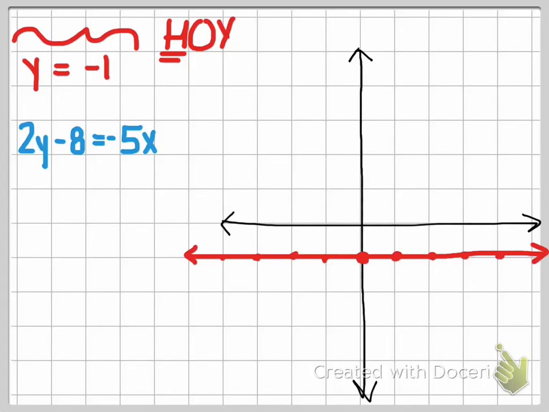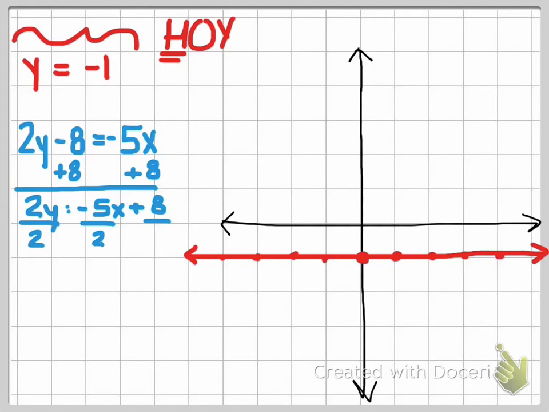Now, the blue equation, we have some work to do because it's not in slope-intercept form. So I have to change this into slope-intercept form by getting the y value by itself. First step we want to take to get the y value alone is to add 8 to both sides. So that leaves me with 2y equals -5x plus 8. And then to continue to get that y by itself, I want to divide each piece by 2. So I get y equals negative 5 over 2 x plus 4.